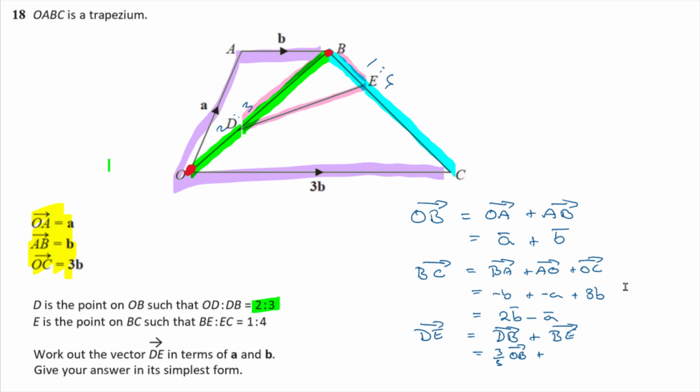Similar reasoning from B to E. We can see B to E is a fraction of B to C. It's in the ratio of 1 to 4. So if you add those together, you can see that B to C is made up of 5 parts, and the B to E part is one of those 5 parts. So B to E is 1/5 of B to C.